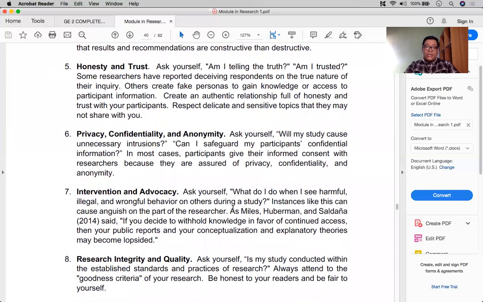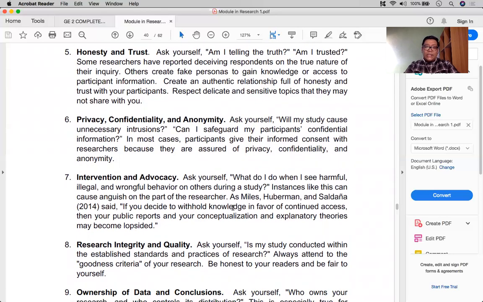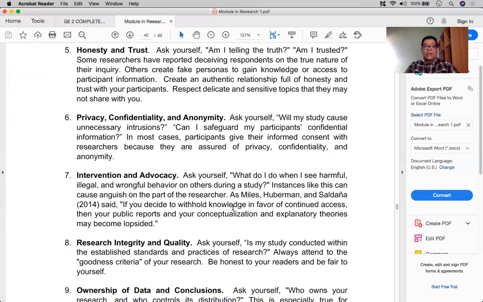Intervention and advocacy. Ask yourself, what do I do when I see harmful, illegal, and wrongful behavior in others during a study? Instances like this can cause anguish on the part of the researcher. As Miles, Huberman, and Saldana said, if you decide to withhold knowledge in favor of continued access, then your public reports and your conceptualization and explanatory theories may become lopsided. So you have to have intervention in cases like this.